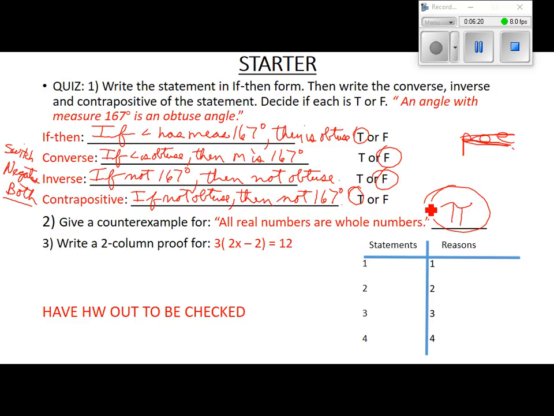All right? The two-column proof. Somebody memorize that for me real quick. Got it? Got it. Tell me what it said.